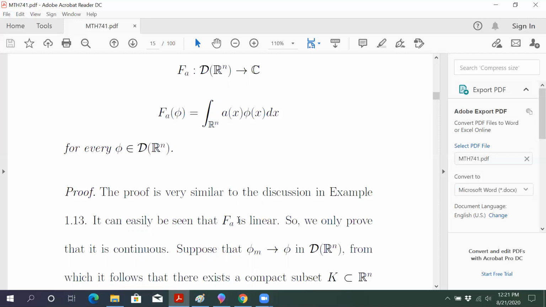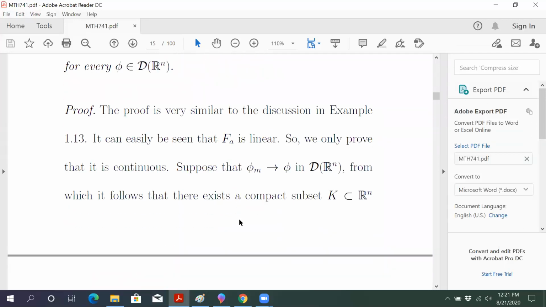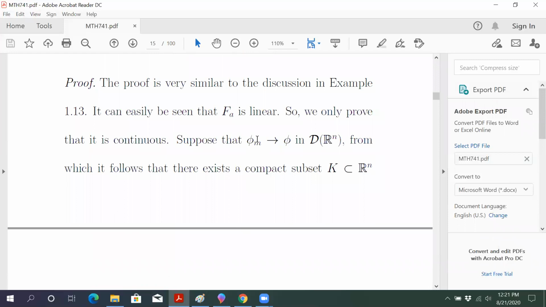You are going to see. Okay, look at here. We want to show that F_A is continuous. Again, we have to show that if phi_m converges to phi in D(Rn), then F_A of phi_m converges to F_A of phi in the complex numbers. Very similar. So suppose that phi_m is a sequence in D(Rn) which converges to an element of D(Rn) like phi. From which it follows that, again, we are going to repeat the same thing: there is a compact set, and so on.